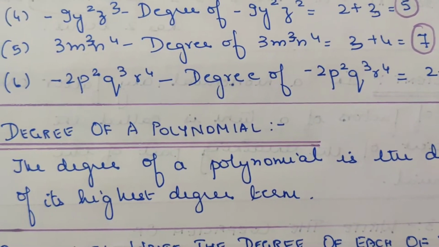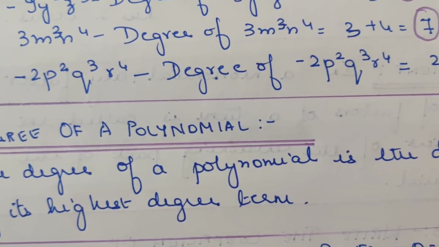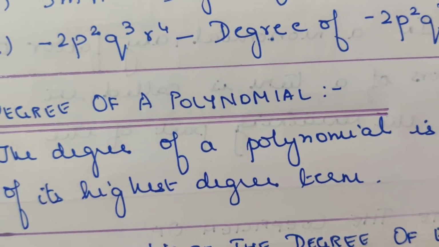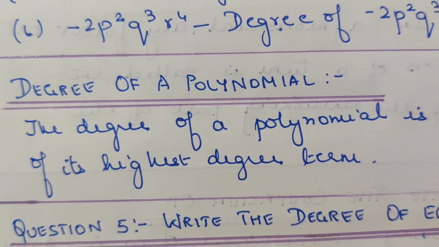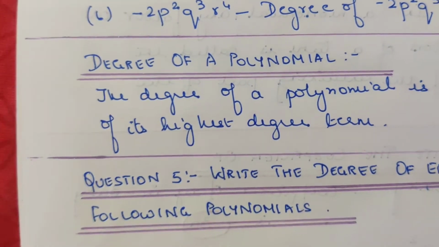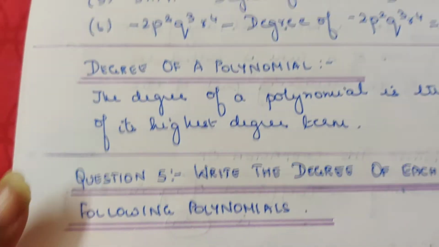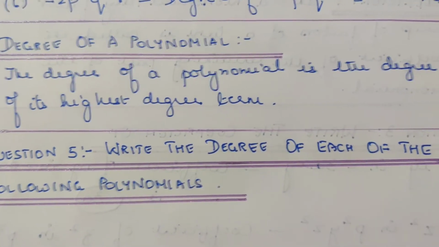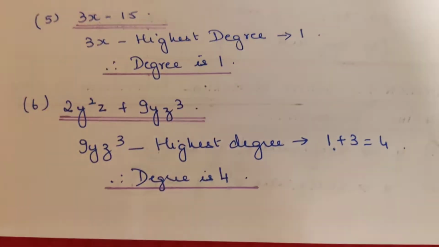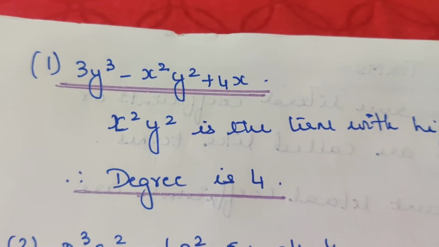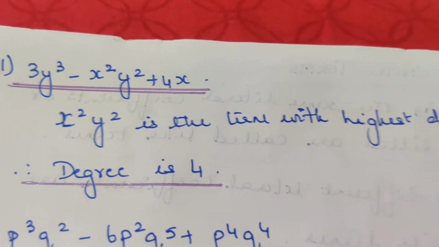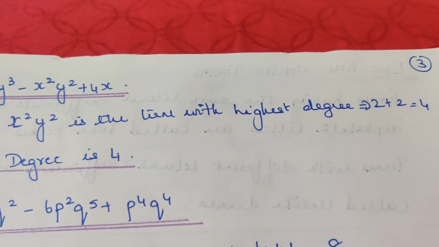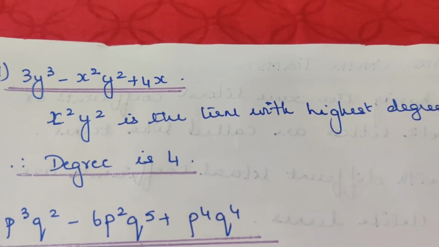Degree of a polynomial. The degree of the polynomial is the degree of the highest term. Now we just did degree of a monomial, you just add and you put the degree. But the degree of a polynomial will be whatever is the highest. Okay? Write the degree of each of the following polynomials. 3y cube minus x square y square plus 4x. Here x square y square is the term with the highest degree, that is 2 plus 2, that is equal to 4. Therefore degree is 4.